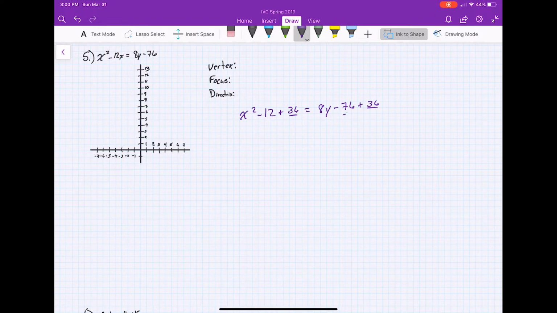Wait, that's going to be 40. Okay, so that'll make it easy. 8 times the quantity (y - 5). That's that side. And then on this side, we'll have (x - 6) squared. So this is what this all factors into, just so we can get the vertex of (6, 5).